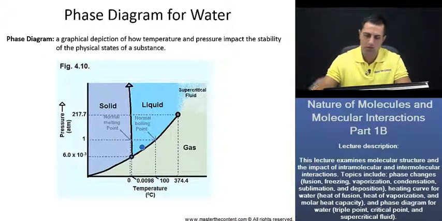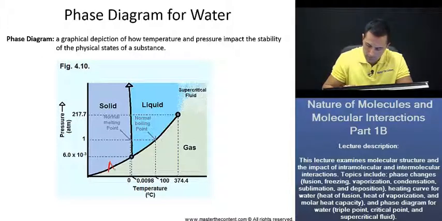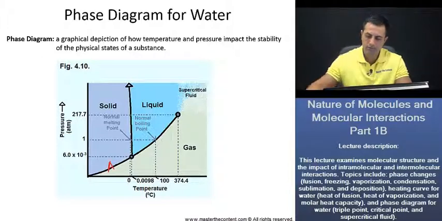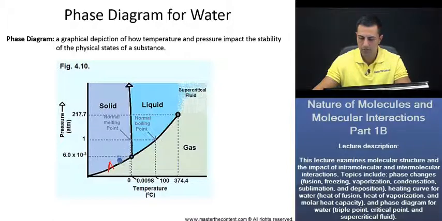If we take a look at this first line, we'll consider this to be solid line A. At this line, the solid ice and the gaseous water vapor are going to be at equilibrium at these pressure and temperature combinations. Furthermore, solid line A gives us all the different sublimation points for water at the different pressure and temperature combinations.